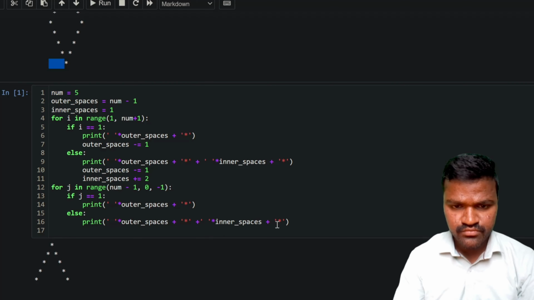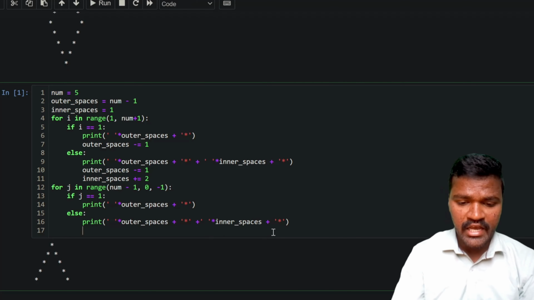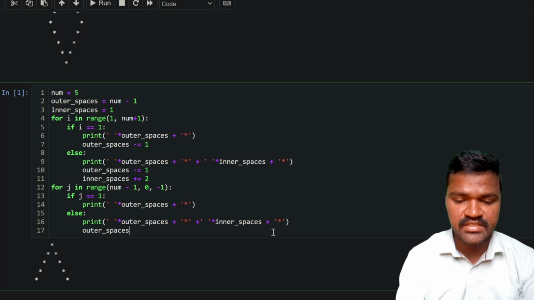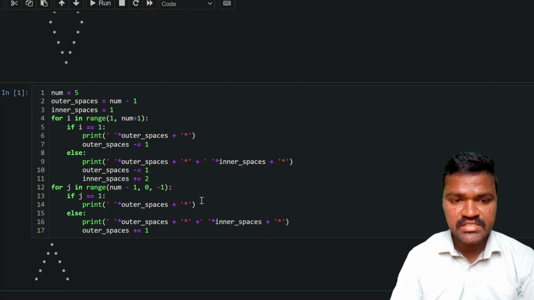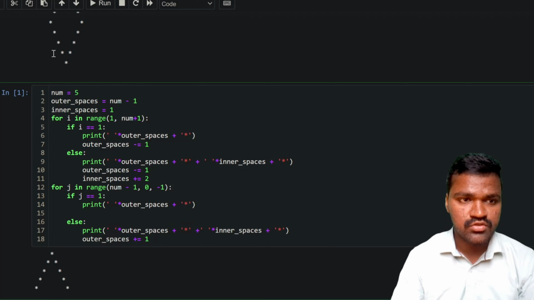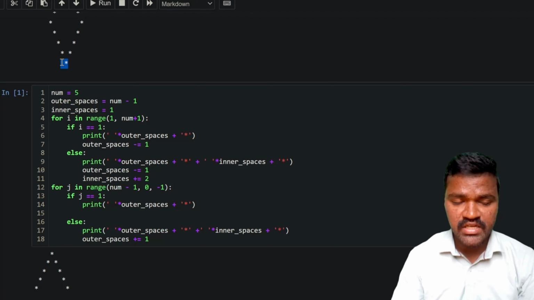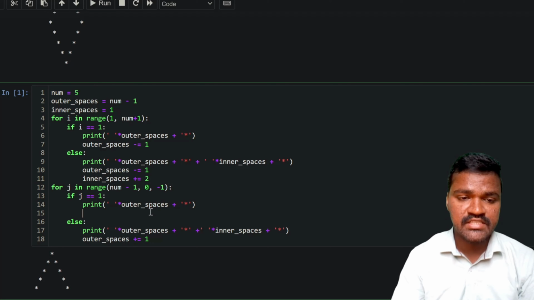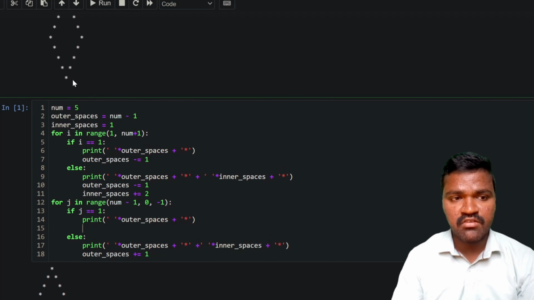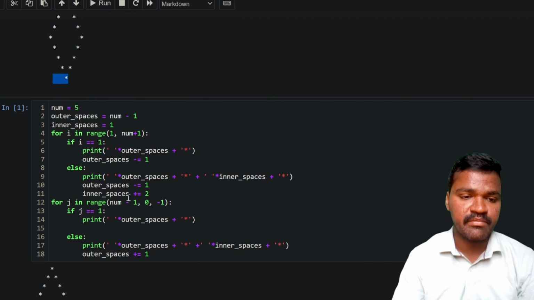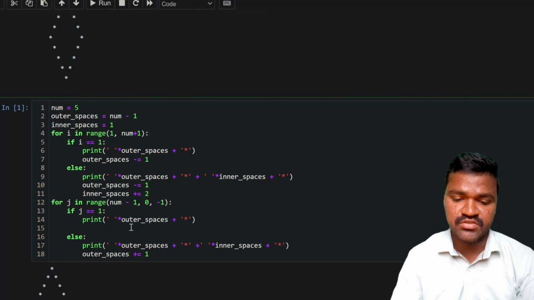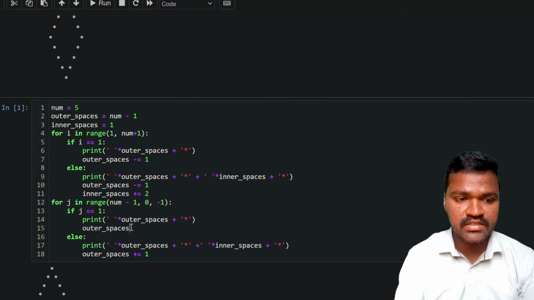So for that reason, what I will do is mention outer spaces plus equal to 1. Not only this, in this row also, if we got one star, we still need to increase this particular outer space. But as we have reached the end of this pattern, it doesn't matter whether we increase this outer space or not. But still, if you want, you can increase this outer space by 1.